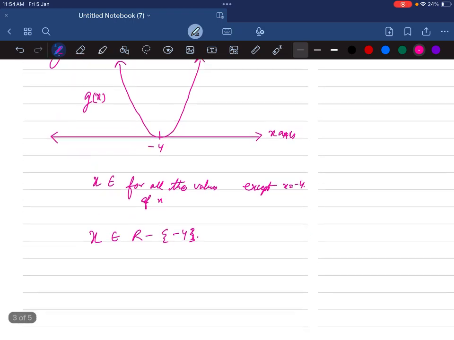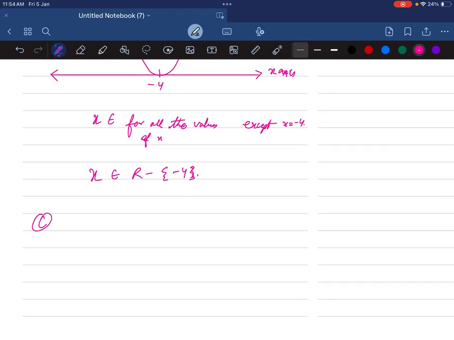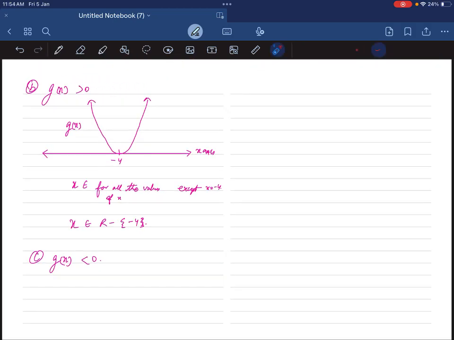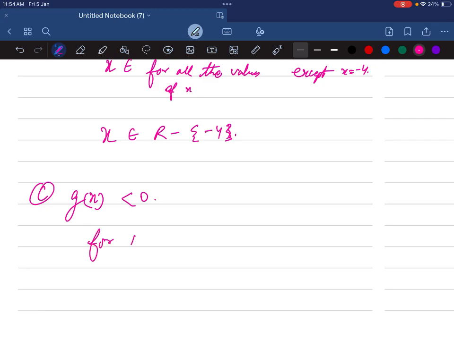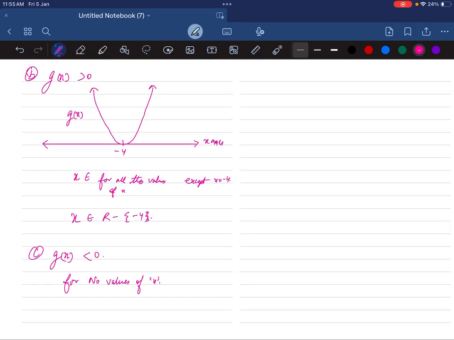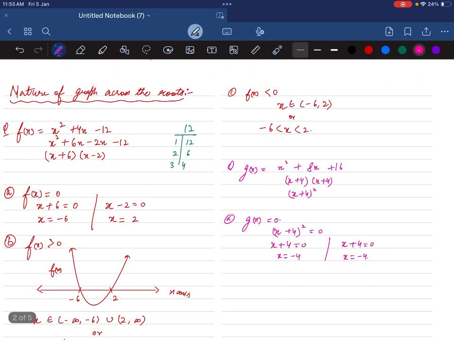Now for part C, we will find out when g of x is less than 0. You can see on this graph that it is above the x-axis before and after negative 4. So there is no graph below the x-axis. So I will say that g of x is less than 0 for no values of x.